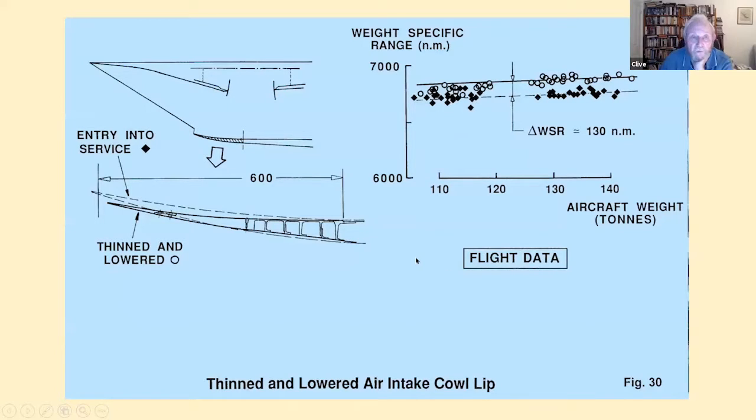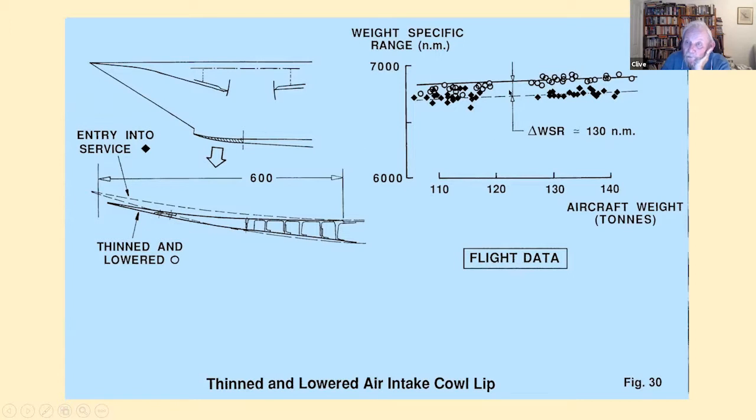One other thing we found right at the last minute was that we could actually get a really important increase in specific range by changing the geometry of this cowl lip. This was the original. We actually thinned it a bit and dropped it, and that reduced the external drag and changed the intake recovery a little bit also.